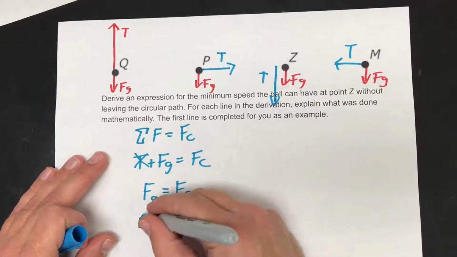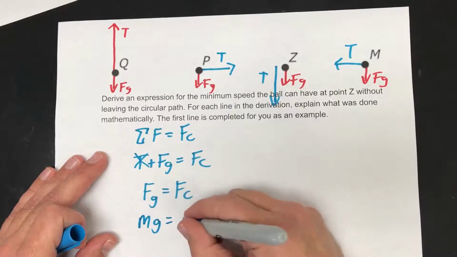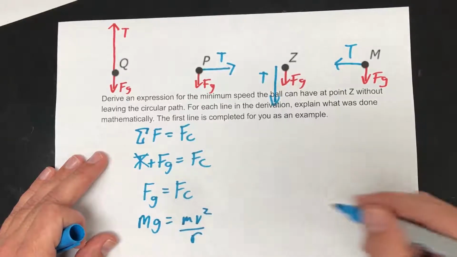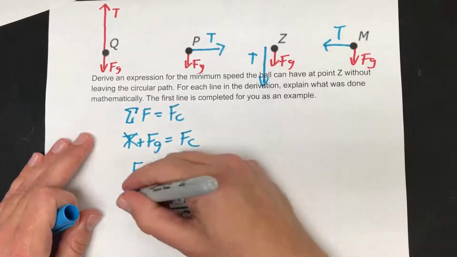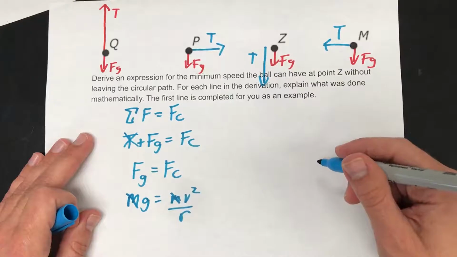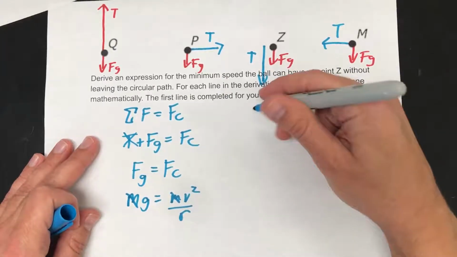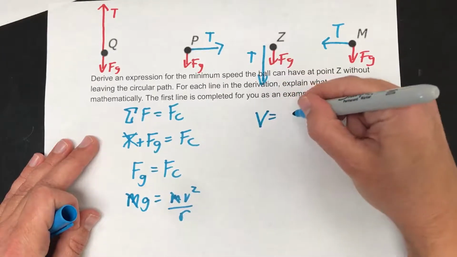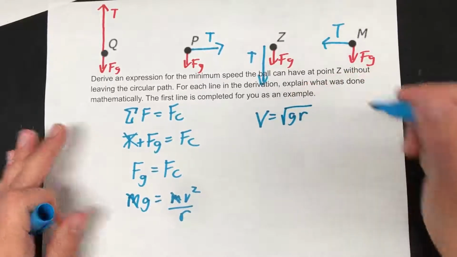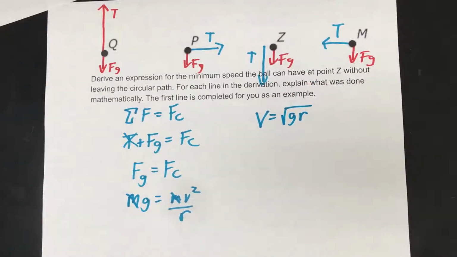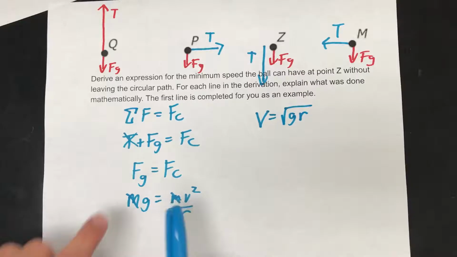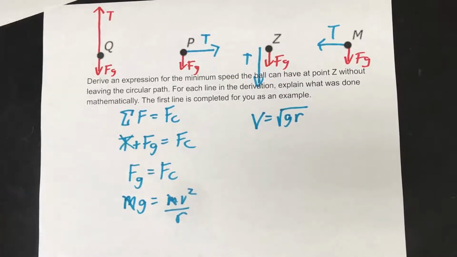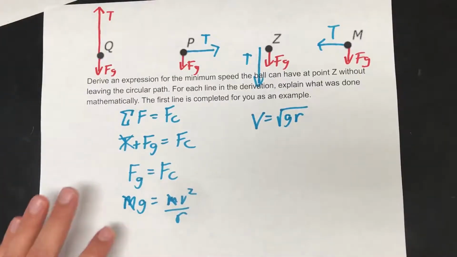Then let's plug in for each. Force of gravity is mass times gravity, and centripetal force is mv squared over r. So masses actually wind up canceling out on each side of the equation. I'll finish it up here. Solve for v, and you get the square root of g times r. We actually solved this in class right before we left. So that is the minimum speed. At that point, that's right where tension becomes 0, and it will start to fall out of the circle there.